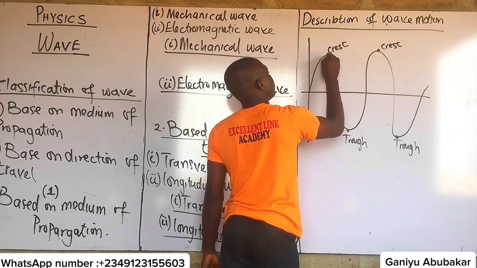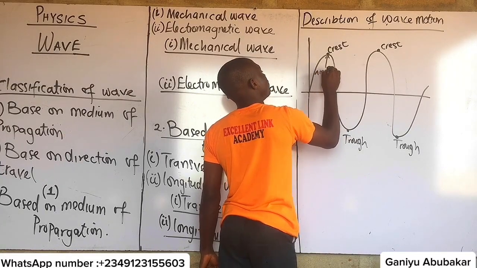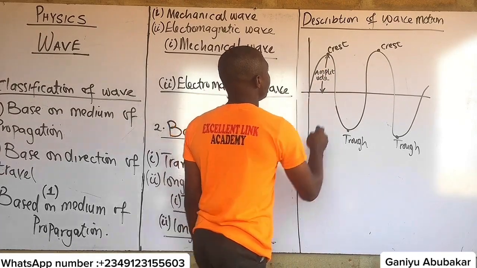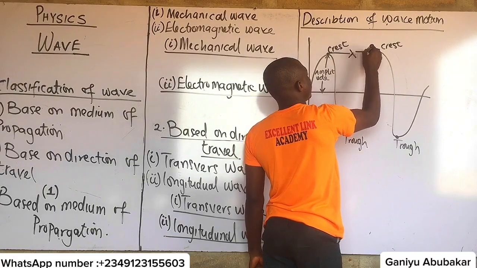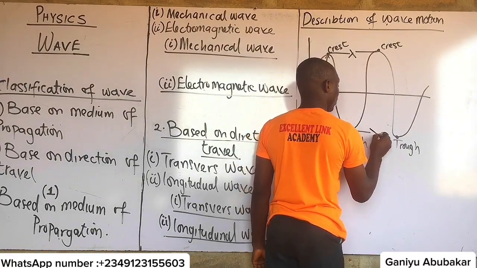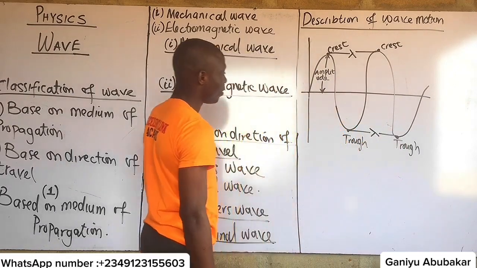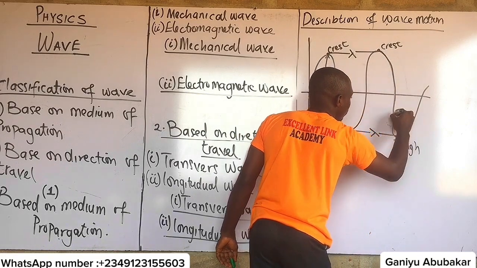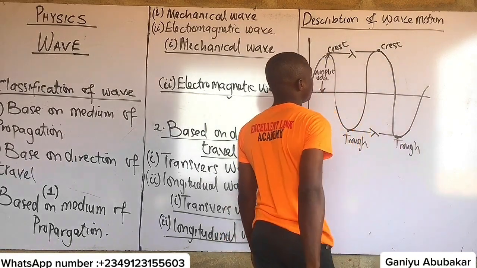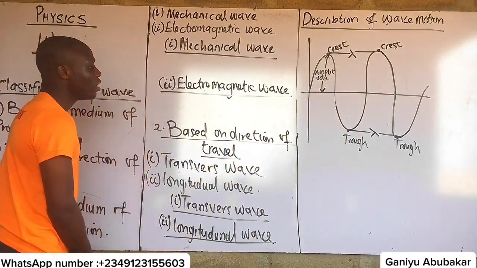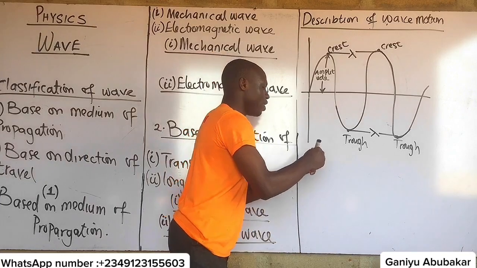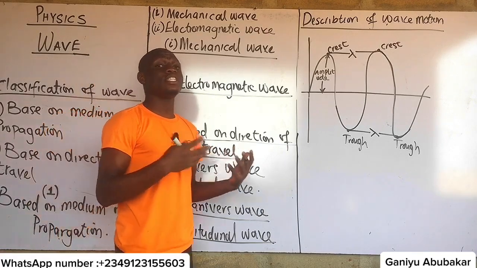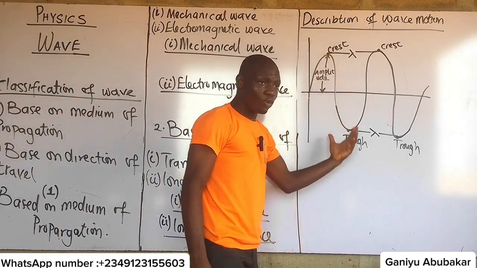Amplitude. Wavelength, here we have the wavelength, lambda. So this is how a wave travels. This is the description of a wave, as you can see in front of you. Let's discuss some important concepts used in describing wave motion.